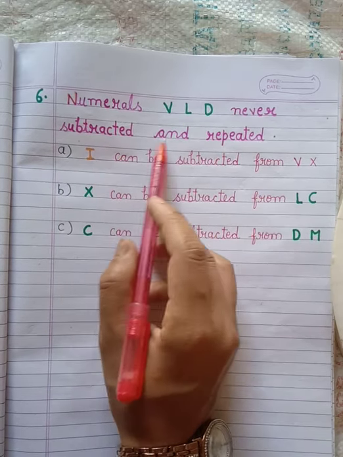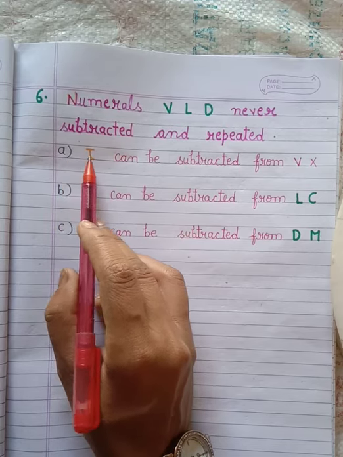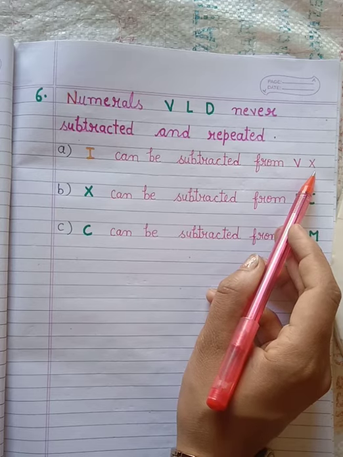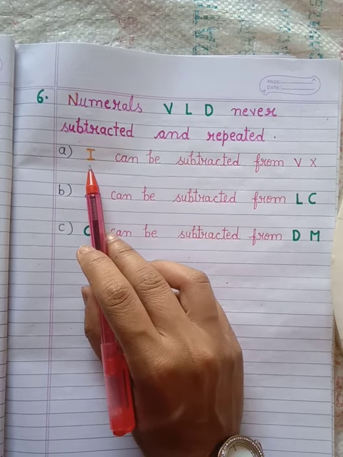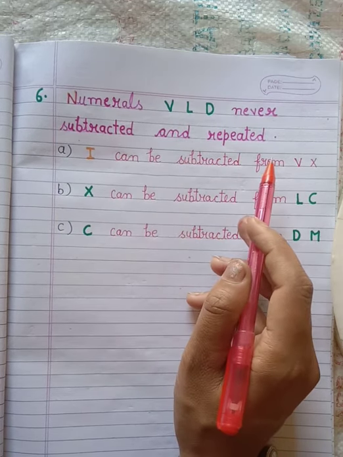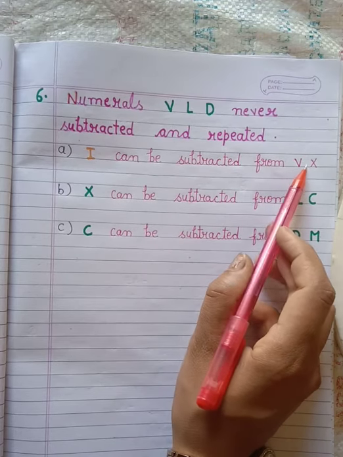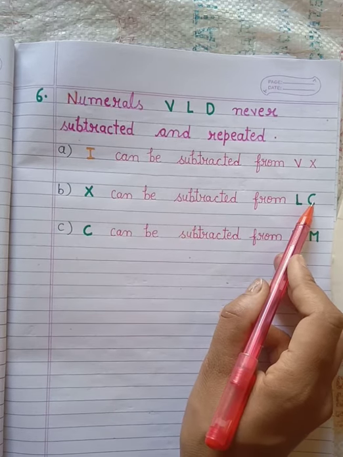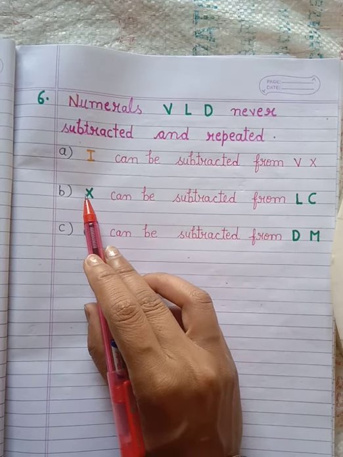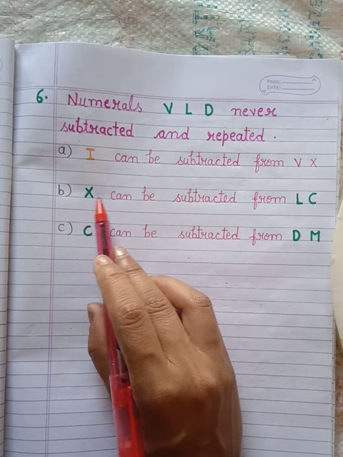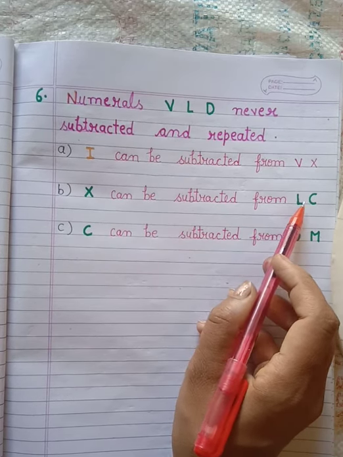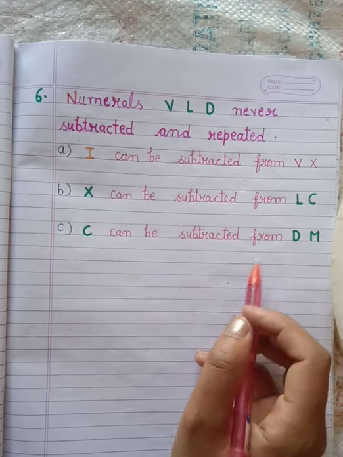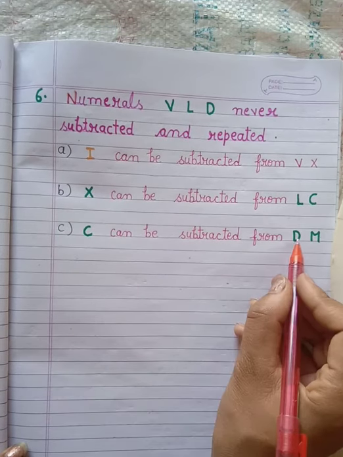Some subtraction rules are: first, I can be subtracted from V and X only, which means we cannot subtract I from L, C, D and M. Next, X can be subtracted from L and C. And next rule is C can be subtracted from D and M. C can be subtracted from which numerals? Only D and M.